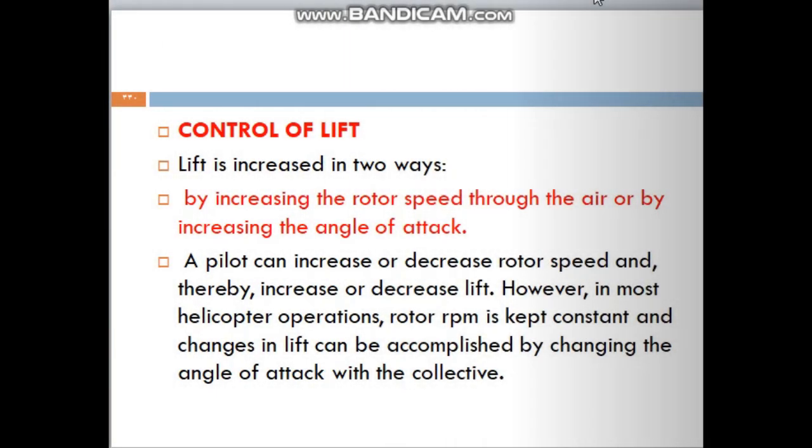Control of lift. Lift is increased in two ways: by increasing rotor speed through the air or by increasing the angle of attack. A pilot can increase or decrease rotor speed and thereby increase or decrease lift. However, in most helicopter operations, rotor RPM is kept constant, and change in lift can be accomplished by changing the angle of attack with the collective.